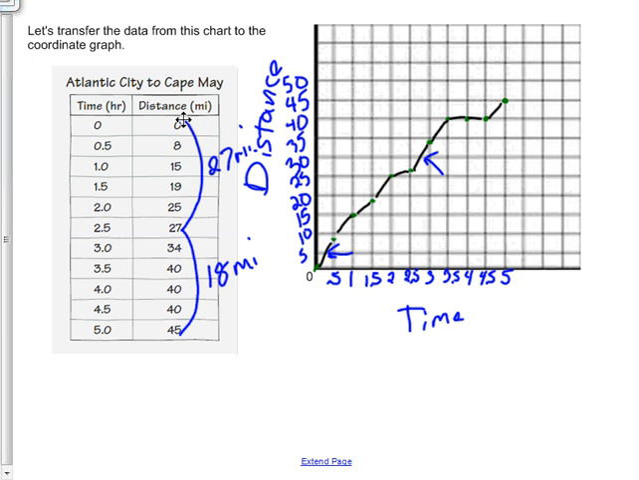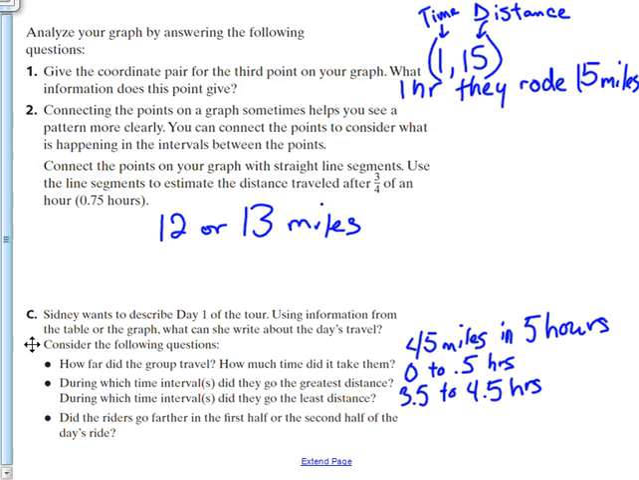So in the first part of the day, they went 27 miles. In the second half of the day, they went 18 miles. So the first half of the day was definitely the time when they had the most distance traveled. Write that in for your last answer.